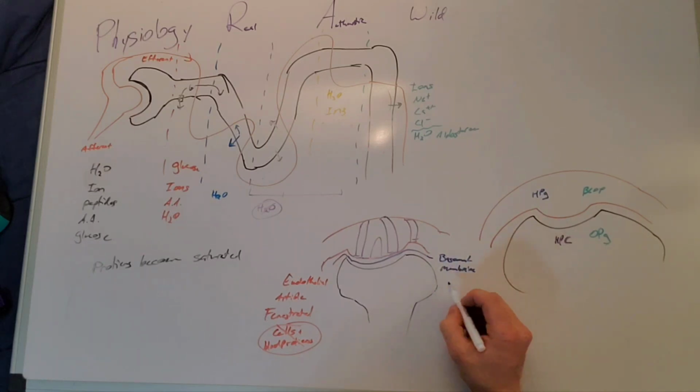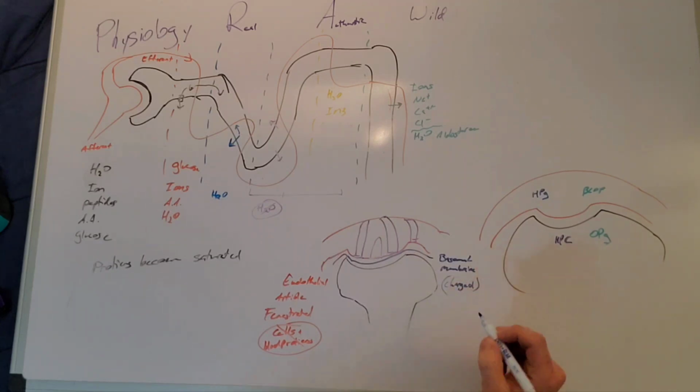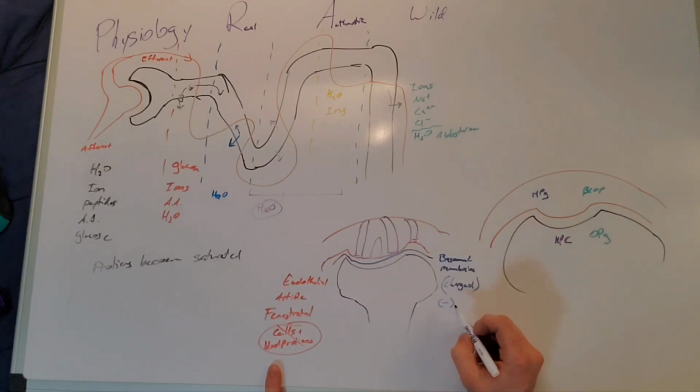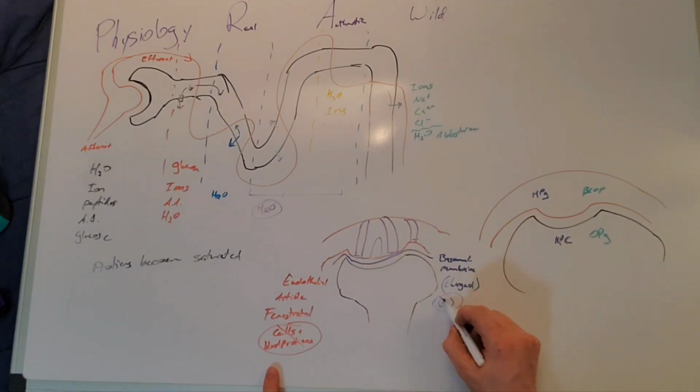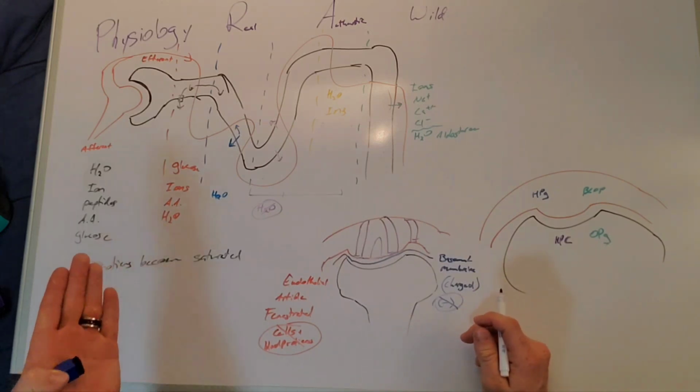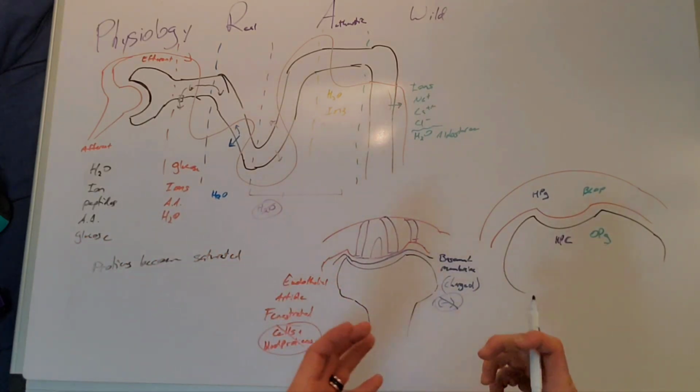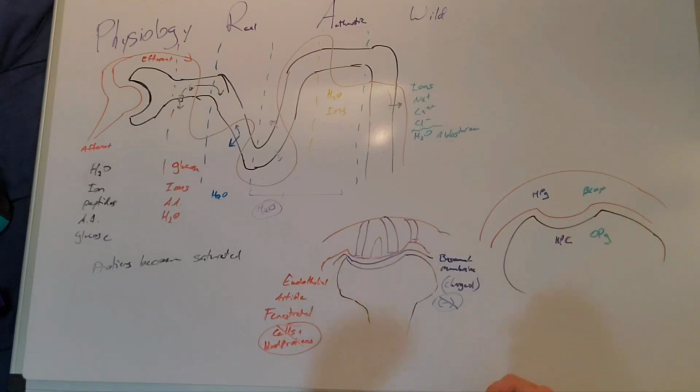This one has a charge to it, and a lot of proteins are negatively charged. So this basement membrane helps make sure that no charged particles, except for the ions because they're small enough, but no larger sized charged molecules can get through into the fluid in here.